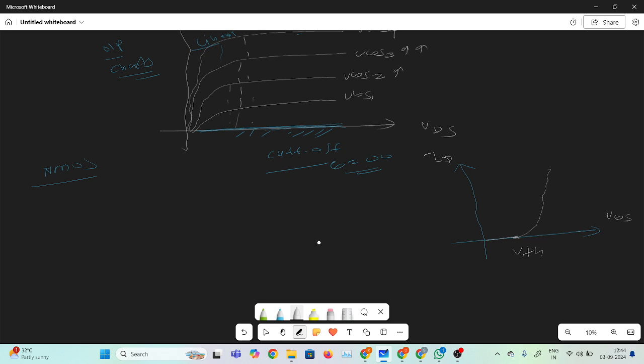So I am discussing some points. This is the ID versus VGS, so this is the transfer characteristics. I think I have discussed some basic points about the NMOS.